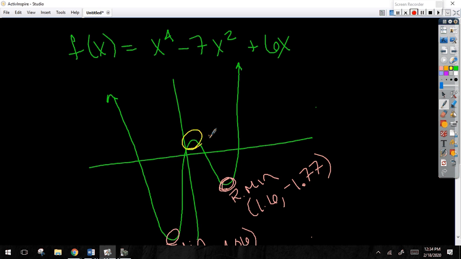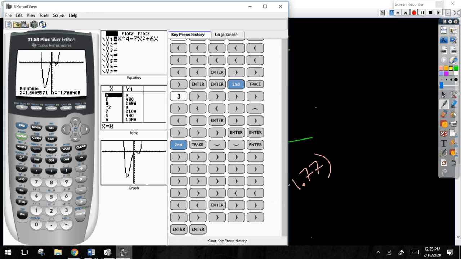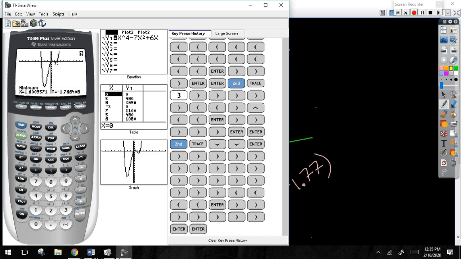What is this? It is a high, so it's a maximum, and it's relative. It's relative because there are other high points on this graph. That is not the highest point on the graph. What are the coordinates of that relative max? Find them for me. All right, let's see if we get the same thing.